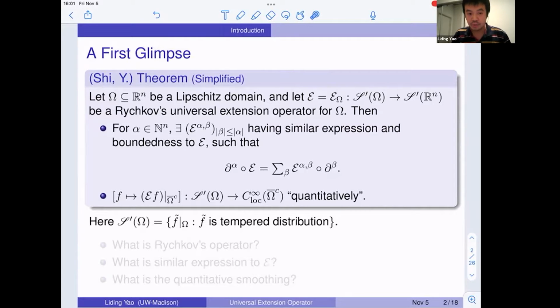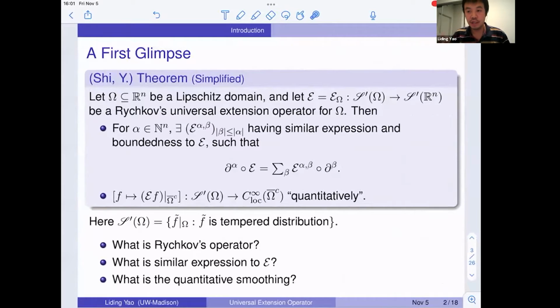In the talk, I will keep using this notation, S prime omega, to be the restrictions of the Schwartz distributions on the domain. So it's a subset of a distribution space. Yeah, and then there are a couple of questions I need to answer.